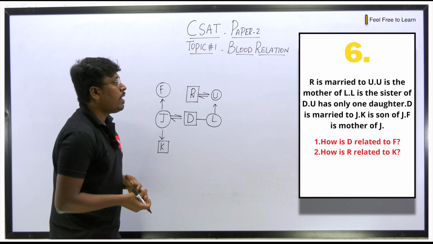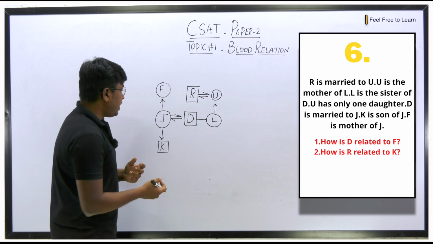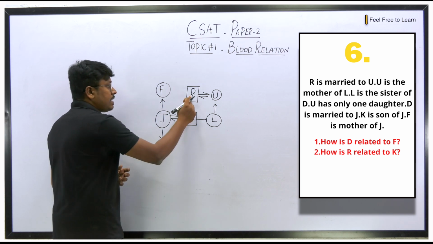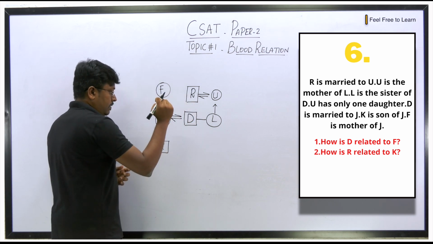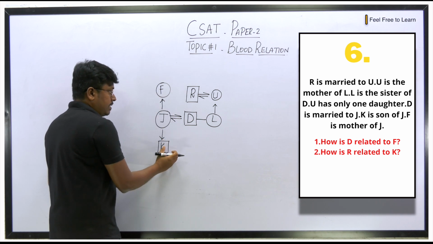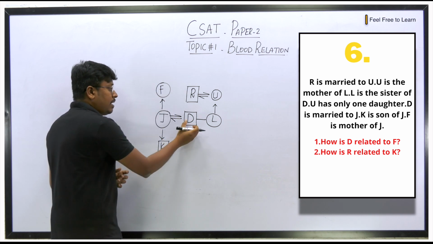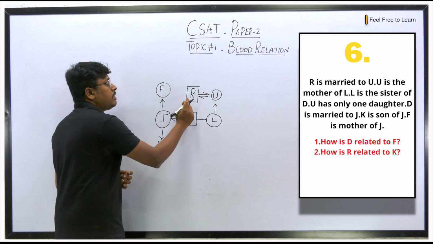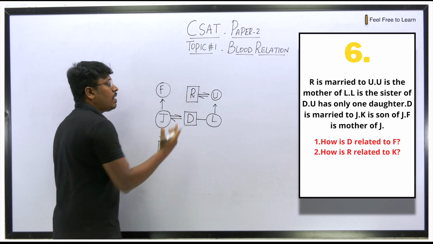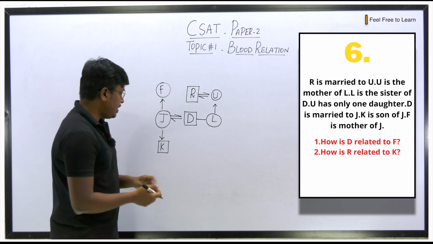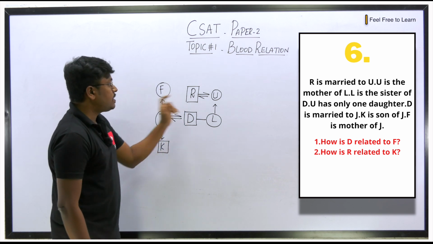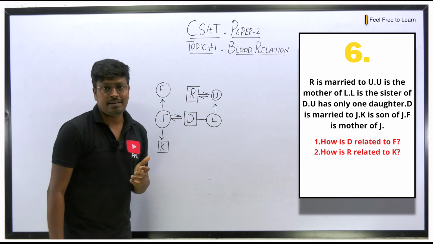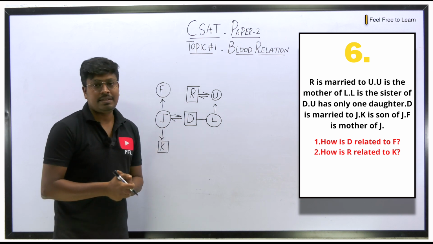Second question, how is R related to K? From K, our target is to find what the relation of R is. First, from K, what about the relation of D? From K, D will be the father. So father's father will be R, which is called a grandfather. So we can say that from K the relation of R will be grandfather. So the answer for this question is grandfather.